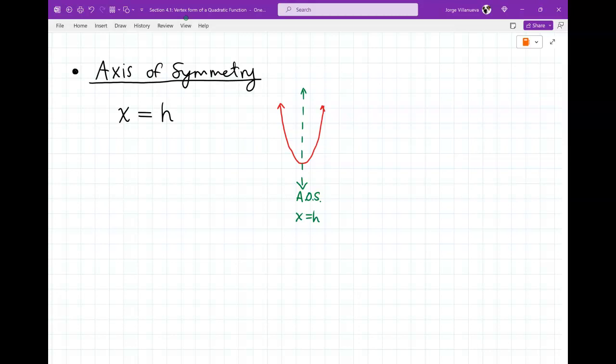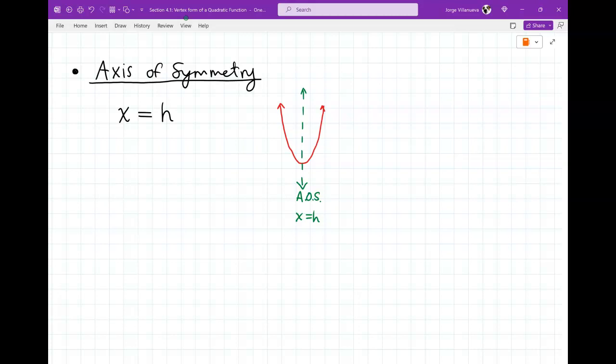So whatever the H is, that's your axis of symmetry. So they ask you, okay, you've got this formula here, what's the axis of symmetry? Just ask yourself, what is H? Whatever H is, the actual value of H, that's your axis of symmetry. X equal to 3, X equal to negative 5, whatever it happens to be. That's an invisible line that cuts the parabola in half, vertically in half.